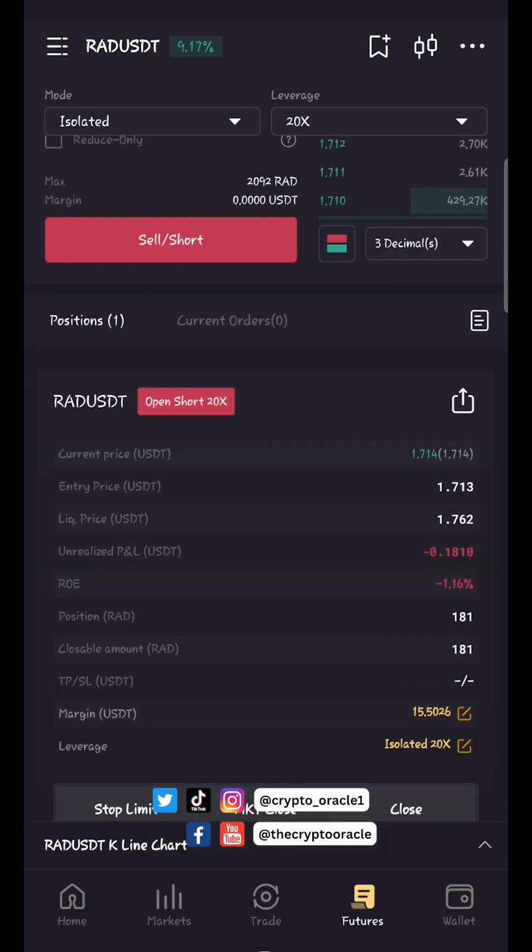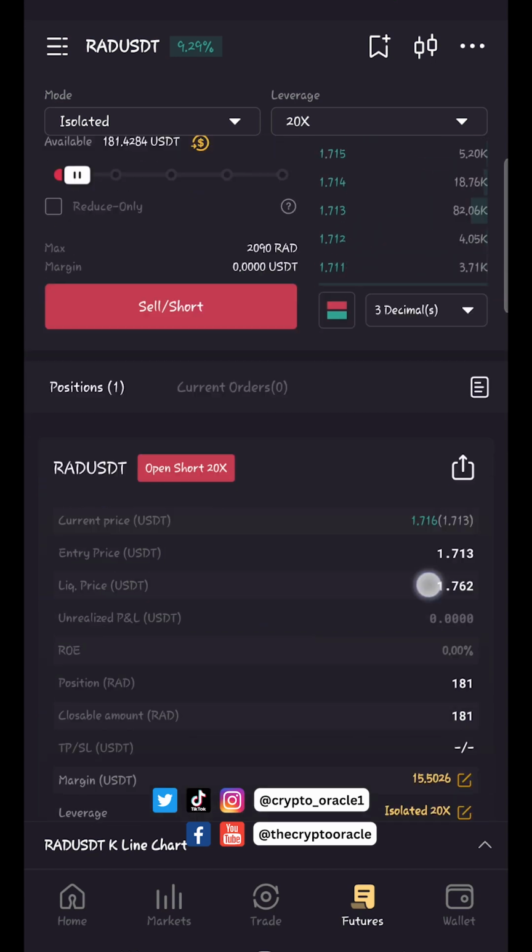As you can see here, this is my order. So this is my unrealized PnL. This is the price I entered. If the market gets to this price, I'll lose the whole $15. That is the liquidation price. This is the position. This is the amount of RAD I bought, 181, because of my leverage times 20. Do you understand? So that's how that works.